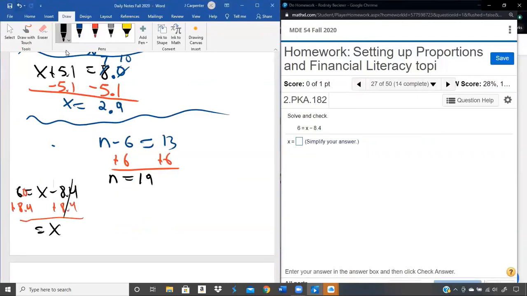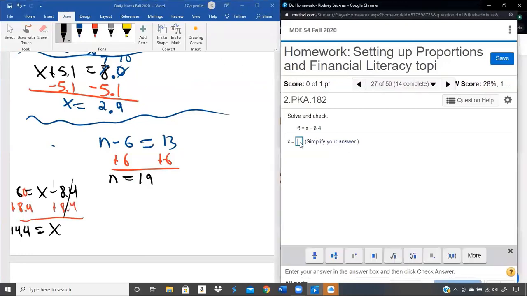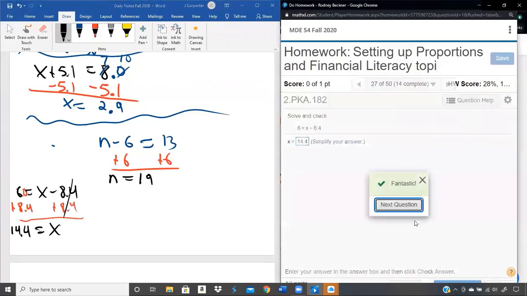Those cancel. And then 60 plus 84, well, 0 plus 4 is 4. Bring down your decimal. 6 and 8 is 14. All right, give me 10 seconds. Okay. Didn't even need it. 14.4. Sounds good.